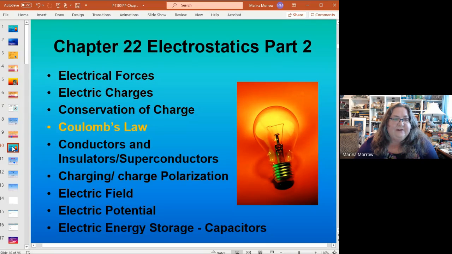Okay, and so now we're going to go on to Coulomb's law. So I guess rather than, well, I guess it's to stop and start. Okay, so I'm going to stop and then start again.